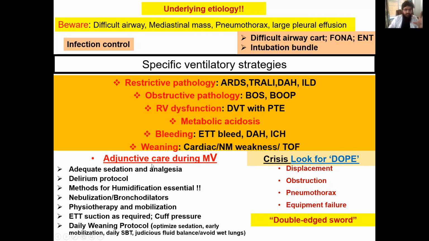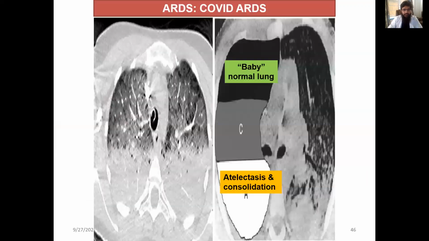And be careful about adjunctive care like humidification, bronchodilator therapy, ET suctioning, and a daily weaning protocol in your patients. Always remember that it's a double-edged sword. There can be some benefits and some harms, so we need to weigh the benefits and the harms carefully in our patients from time to time.